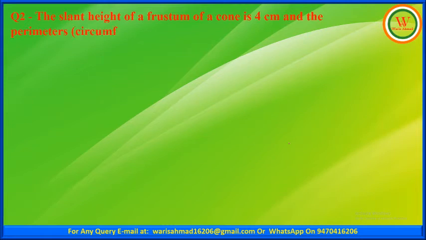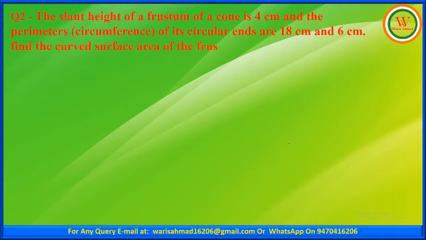Let us consider question number 2. The slant height of a frustum of cone is 4 cm and the perimeters or circumference of its circular ends are 18 cm and 6 cm. Find the curved surface area of the frustum.